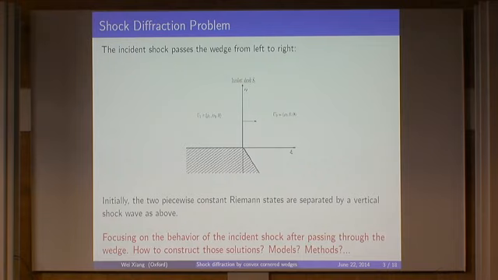Our problem is about shock diffraction. Shock diffraction is when the incident shock passes the wedge from left to right, and the wedge is stepped down, compared to shock reflection, where it's stepped up. So I first draw a picture to compare these two structures.